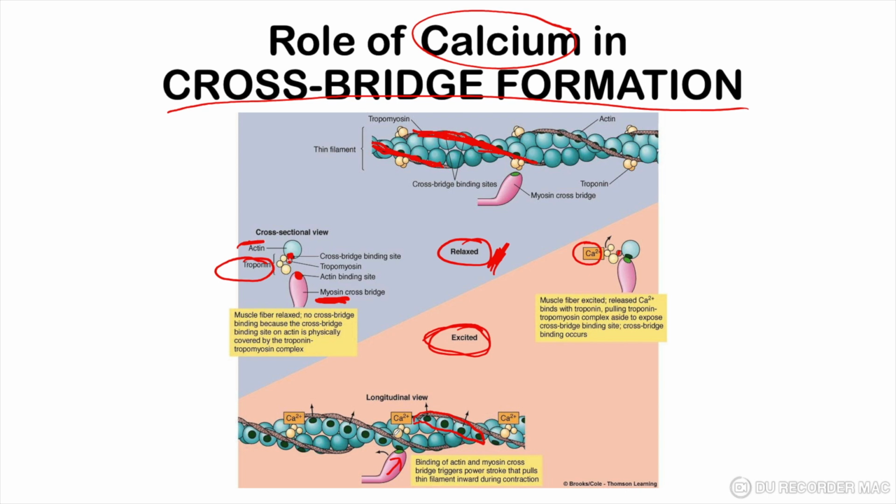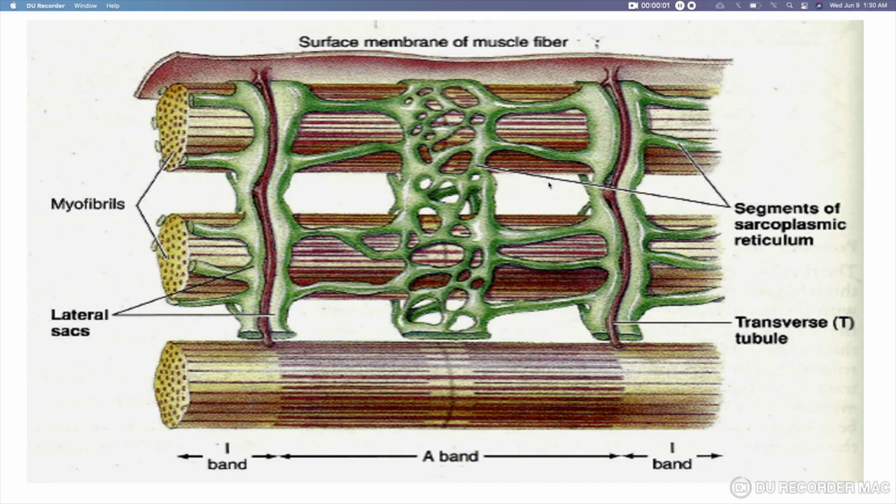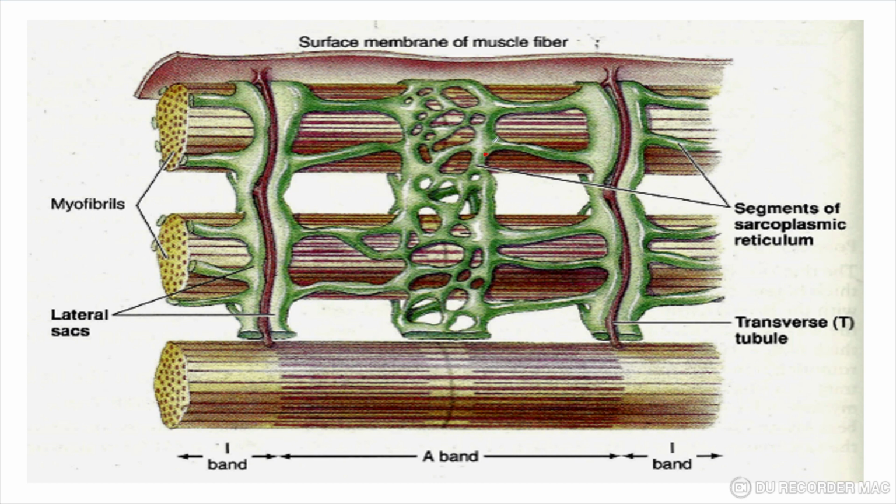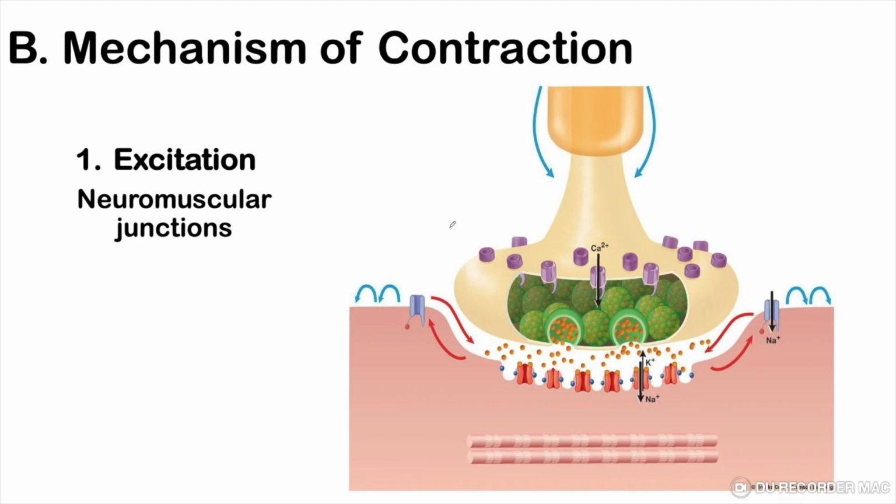That's also the reason why when you have electrolyte depletion, you can get cramps. One of the reasons. So that's why earlier we talked about the transverse tubule and the sarcoplasmic reticulum, because in this sarcoplasmic reticulum, the release of calcium happens, and that calcium is important for the propagation of the action potential to your myofibrils.